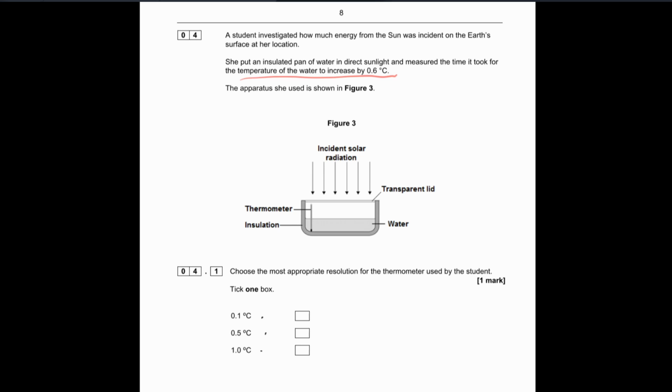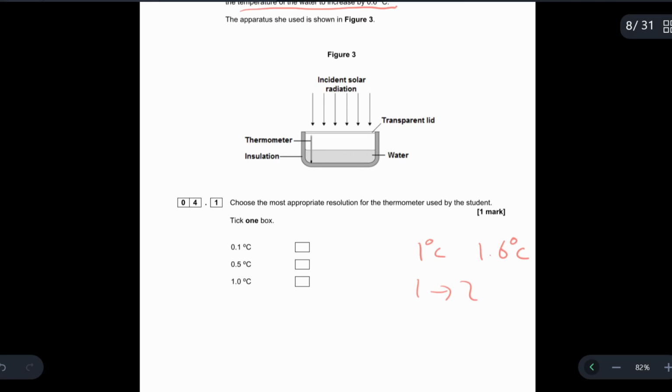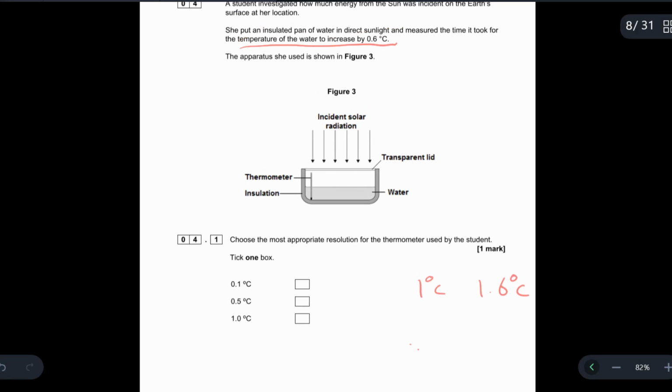If you imagine the temperature started at 1 degree Celsius, and you want to then read it to 1.6 degrees Celsius, if the resolution was only 1 degree Celsius, then we wouldn't be able to tell until this went to 2. We wouldn't really be able to tell when it's 1.6, we just have 1 and 2. If the resolution was 0.5, then we'd go 1 to 1.5 to 2. So again, you'd have this room for error. You wouldn't be able to get 1.6 exactly. And so we can see that we need 0.1 degrees Celsius in order to perfectly measure an increase of 0.6. So 0.1 would be our answer here. I'll just put that in black.